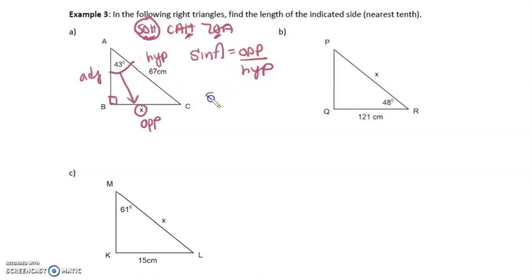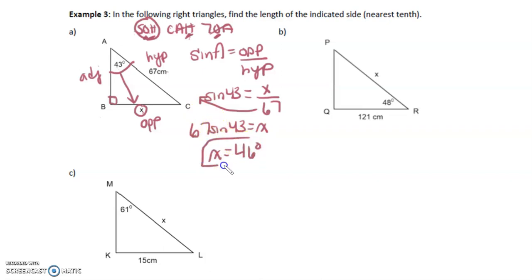So our angle is 43, sine of 43 equals opposite is x, hypotenuse is 67. Let's go ahead and cross multiply that 67 up. And we're going to put 67 sine 43 into our calculators. And we get 46. Sorry, that's going to be 46 centimeters because it's the opposite side.